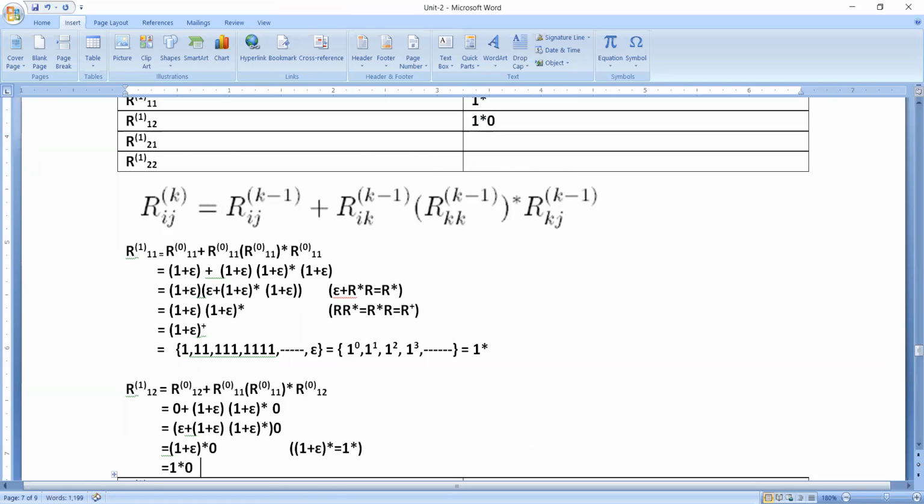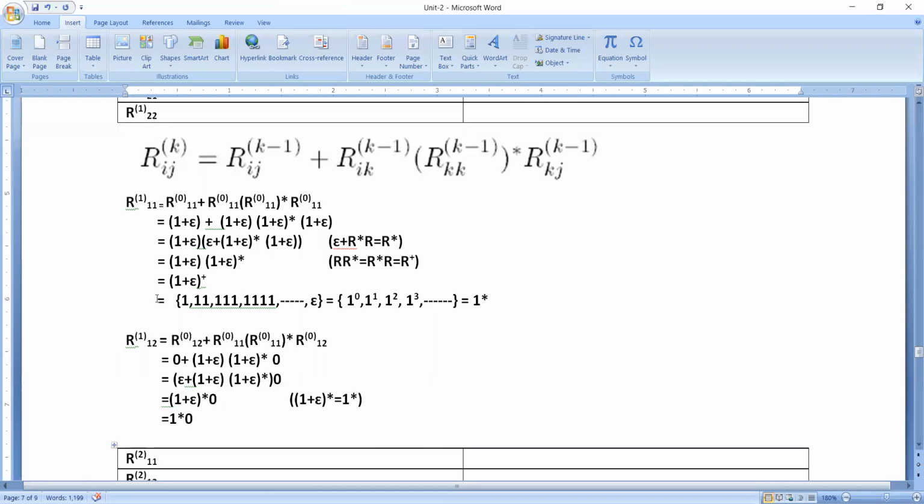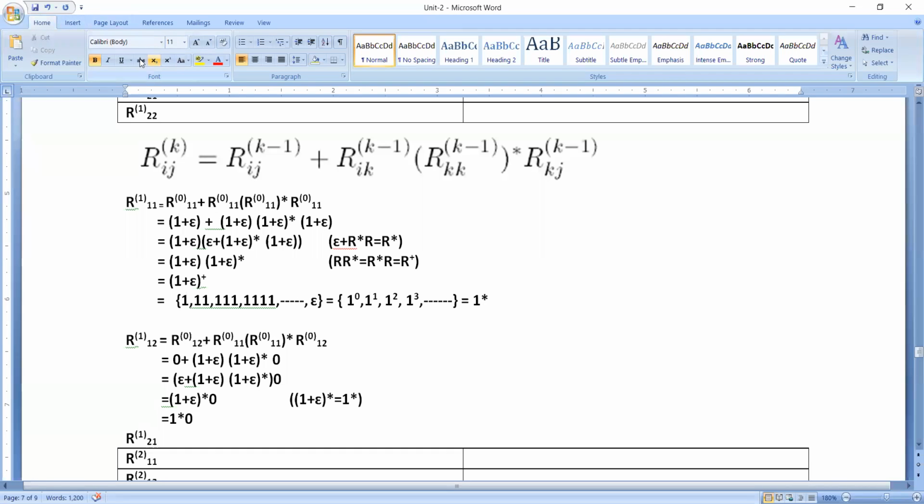Then next, second one, what is this? Now we need to find out R21. So what does this R21 say? Now as per our formula, this R21 will be something like this. So how do we write? We are going to write this one like this. So let me copy this.